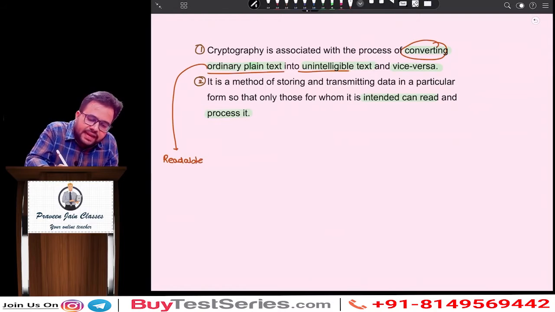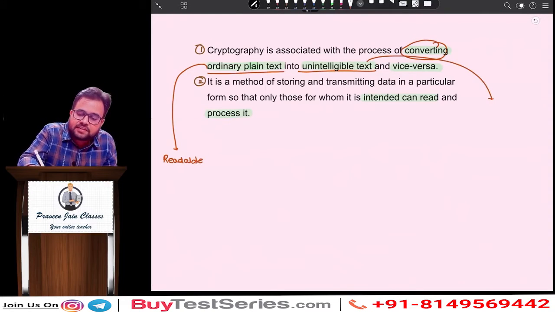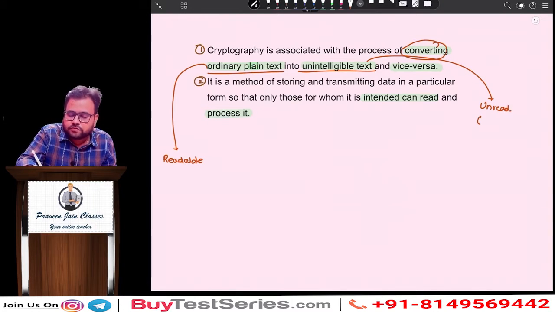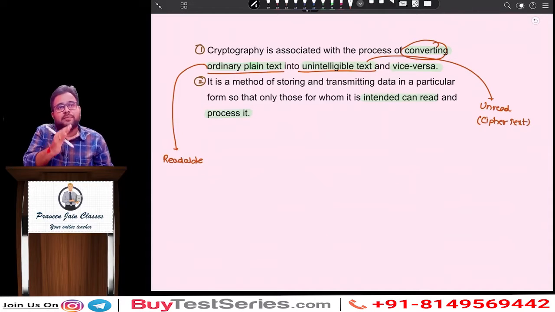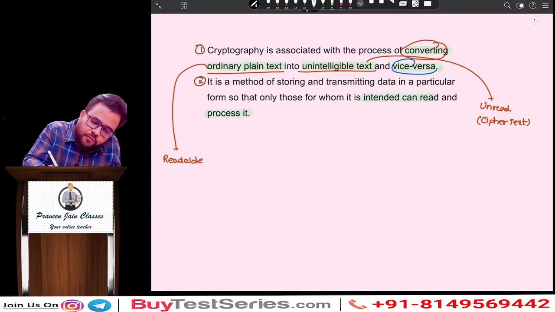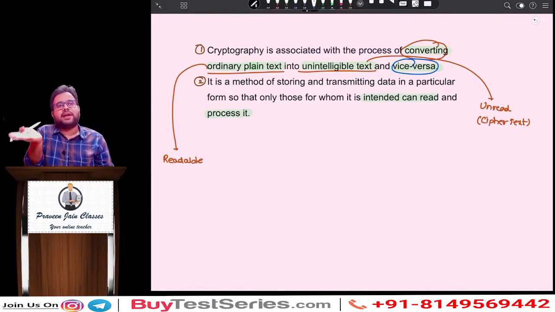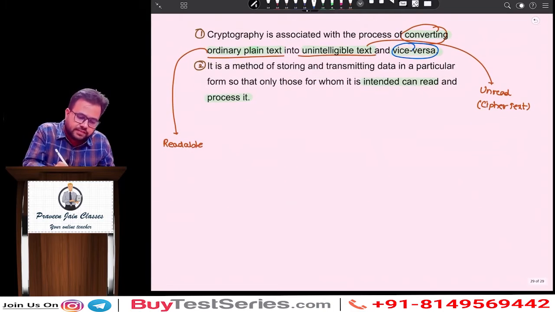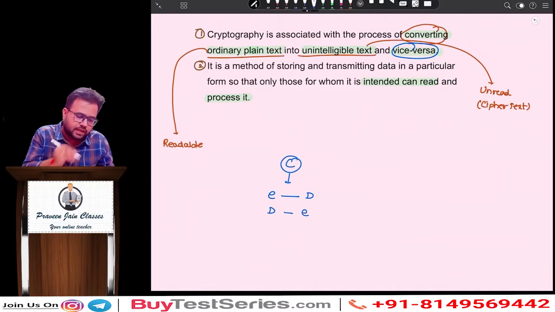Into what? Unintelligible text. What is unintelligible text, sir? Unreadable data. Now, cipher, in IT language this is also called what? Cipher. Okay. So readable to unreadable. Only this much? No. Can I say subsequently vice versa? Vice versa means unreadable to readable. So can I say cryptography is associated with encryption to decryption and decryption to encryption.